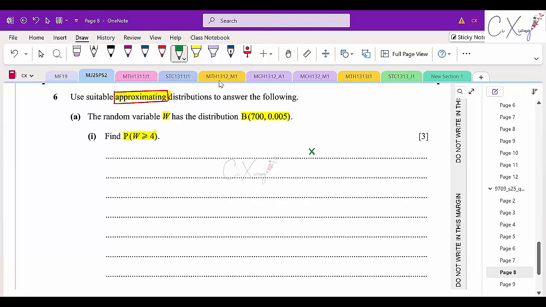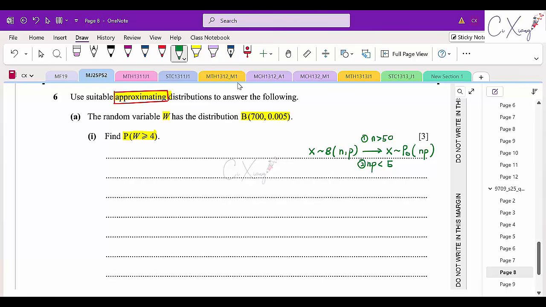When we have a variable X which is binomially distributed, in our A2 syllabus we can change it to Poisson, where the lambda of the Poisson is n times p, which is the mean of the binomial distribution. And what is the condition for us to change binomial to Poisson? There are two conditions. The first one is n must be greater than 50, and secondly, you need to make sure that np is smaller than 5.